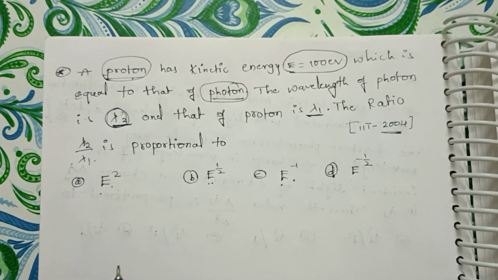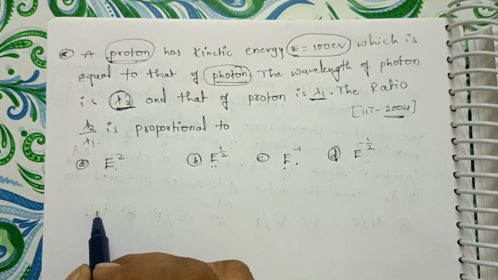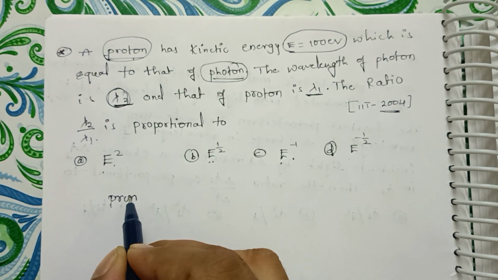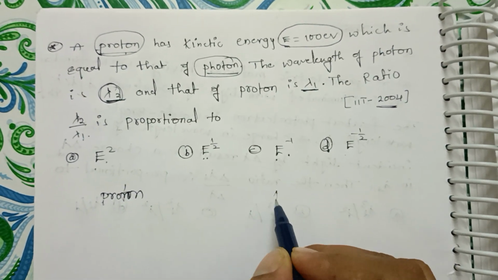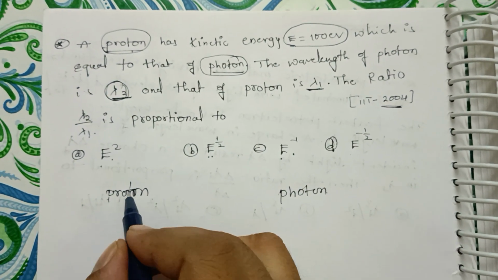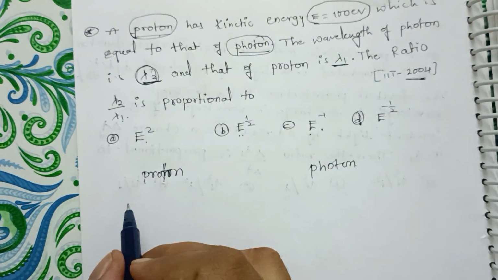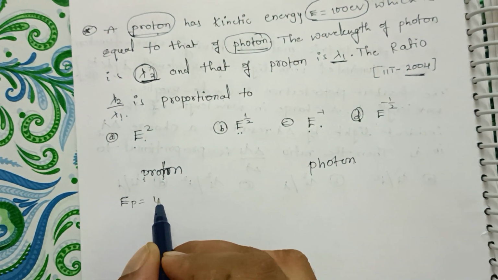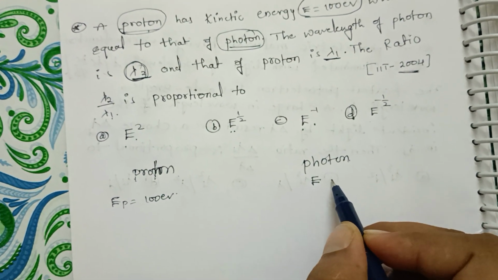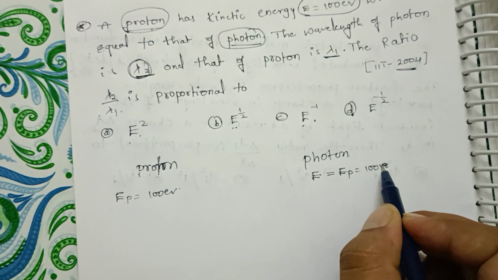So now, what are the given quantities, and we'll use them and try to solve it. Now listen here. First thing he's saying about a proton and a photon. These two things are there in the question. Now coming to the proton, the energy of the proton is given, which is 100 electron volt, and this is the energy of the photon, which is also equal to the energy of the proton, which is also 100 electron volt.